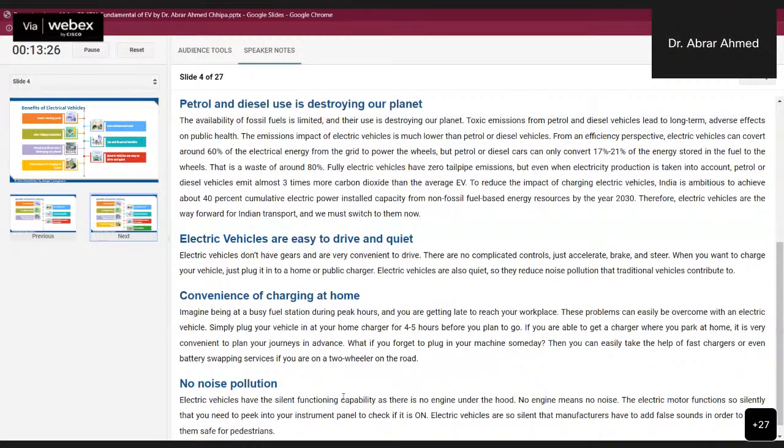But yes, there is a disadvantage. You need to plan it earlier. Whenever you are going somewhere, you need to take care of it. So if you are able to get a charger where you park at home, it is very convenient to plan your journeys in advance. And what if you forget to plug in your vehicle someday?